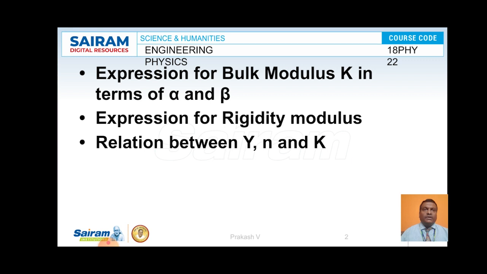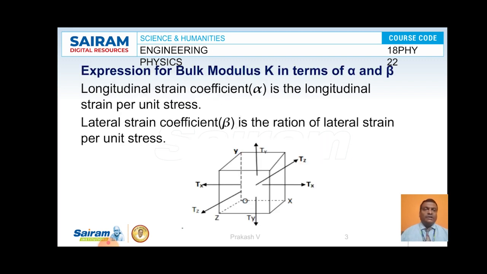So here we are going to discuss the expression for bulk modulus K in terms of alpha and beta, the expression for rigidity modulus, and the relation between Young's modulus, rigidity modulus and bulk modulus K. Let us look at the relationship between bulk modulus K and alpha and beta. Here alpha is the longitudinal strain coefficient and beta is the lateral strain coefficient. Now let us look at the expression for bulk modulus in terms of alpha and beta.